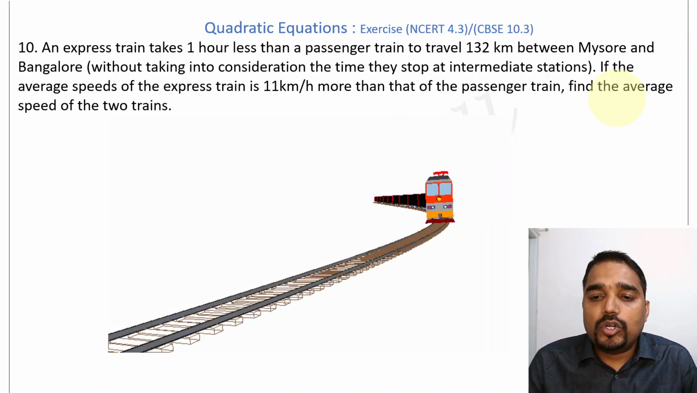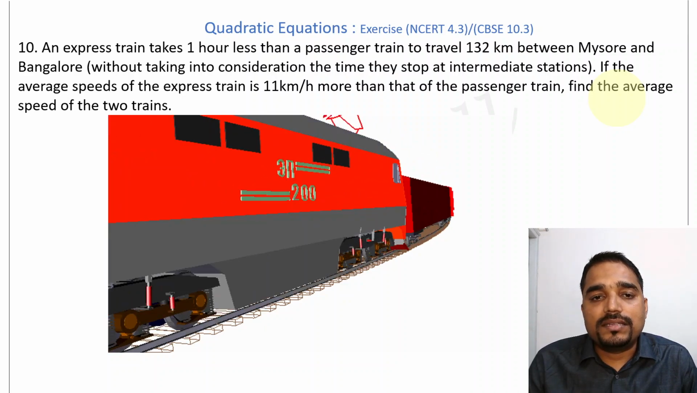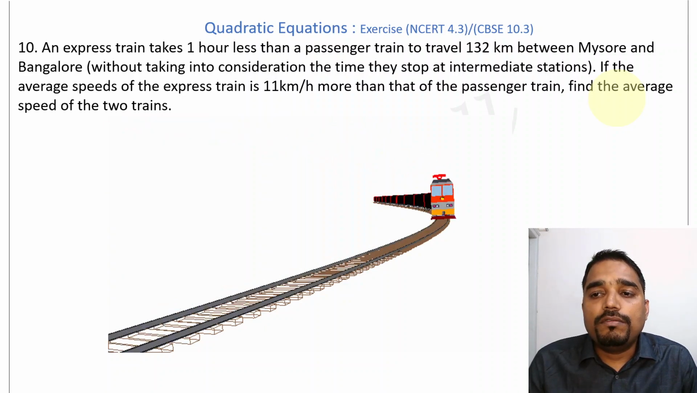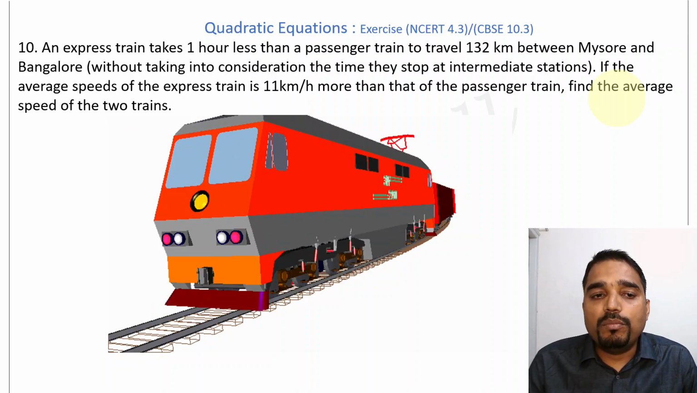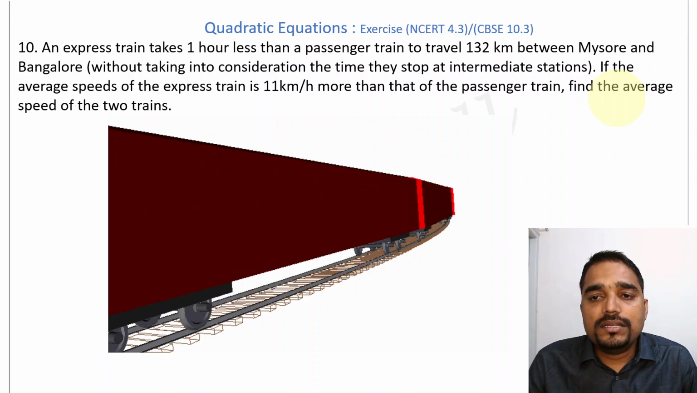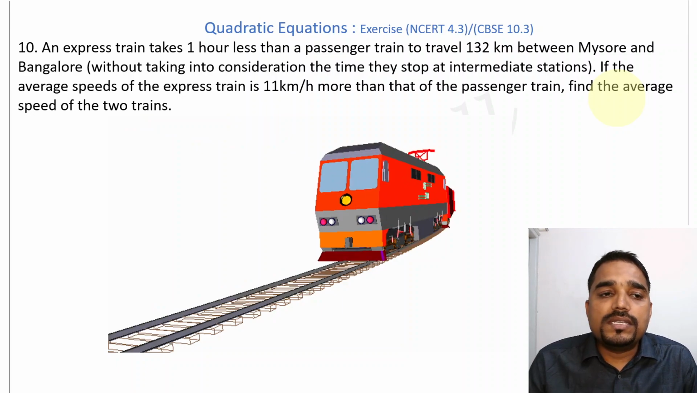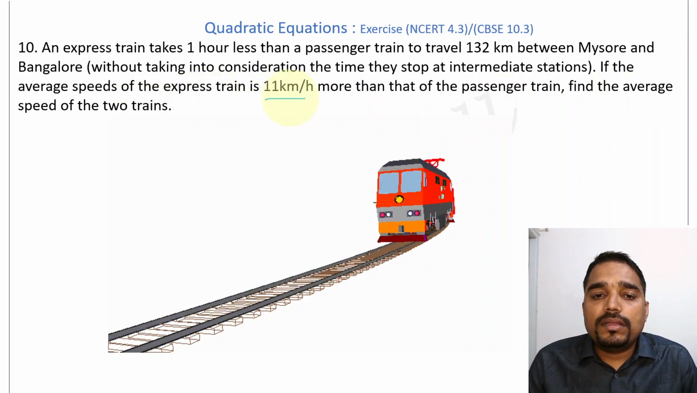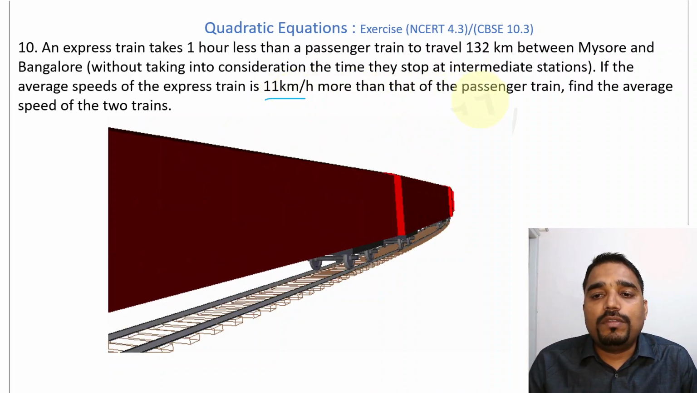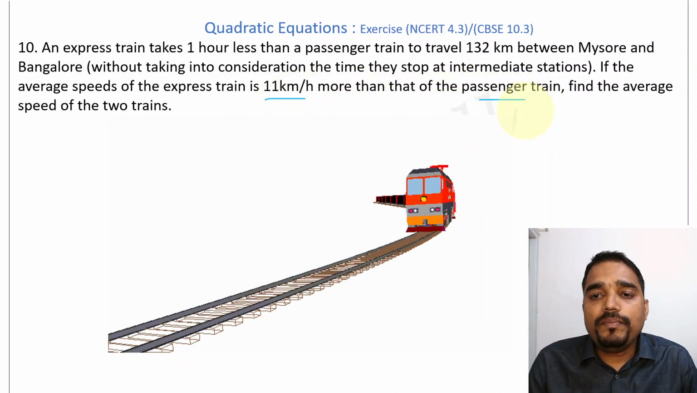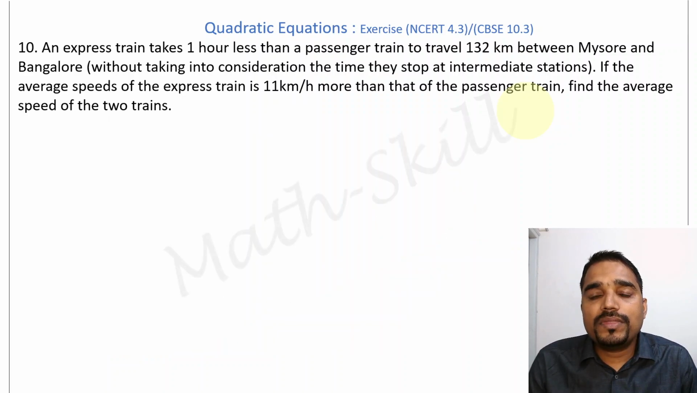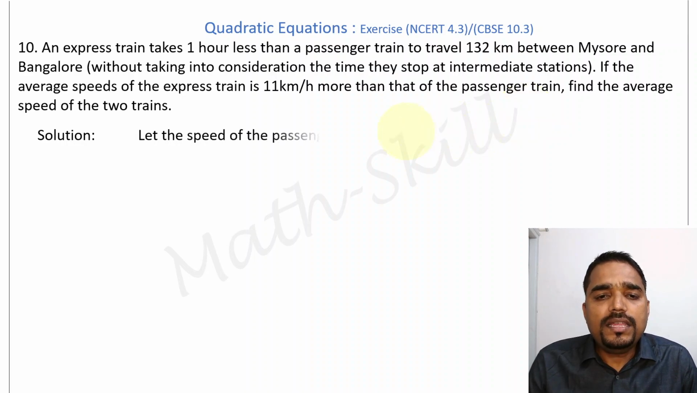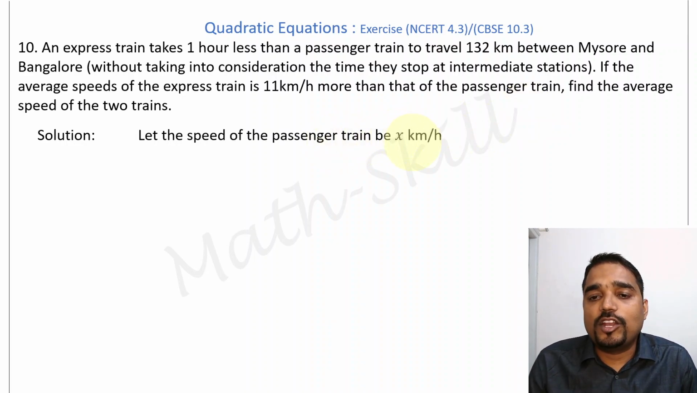So there are two trains, passenger as well as express train. Now we will have to find the speed of both. For that, since he is giving the condition that the speed of the express train is 11 kilometers per hour more than that of the passenger train, let us assume the speed of the passenger train to be x kilometers per hour. Let the speed of the passenger train be x kilometers per hour. This is the assumed value.